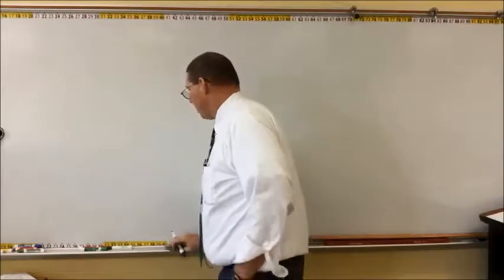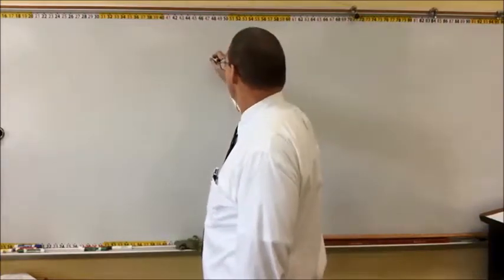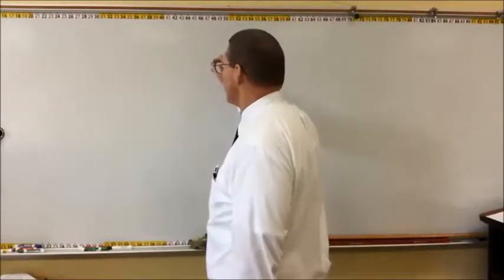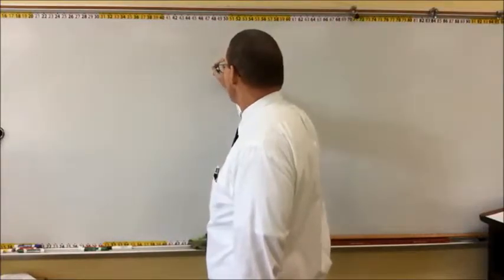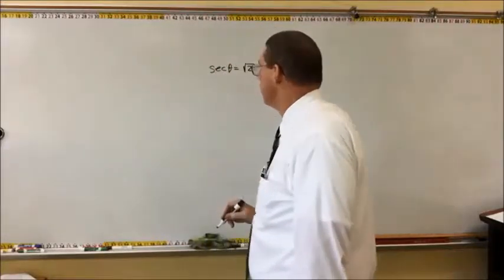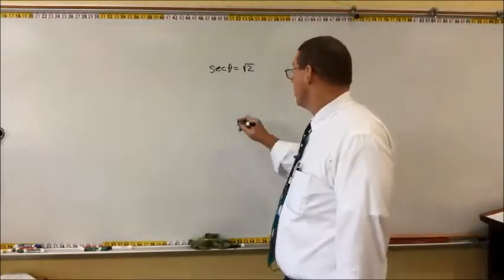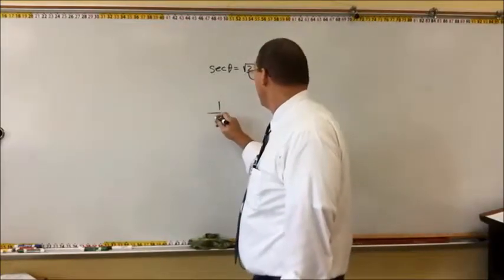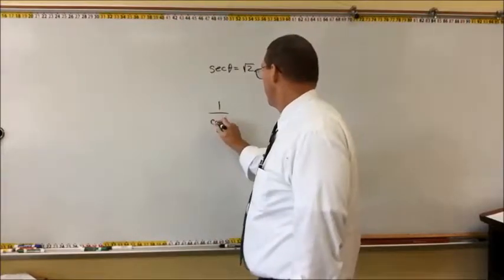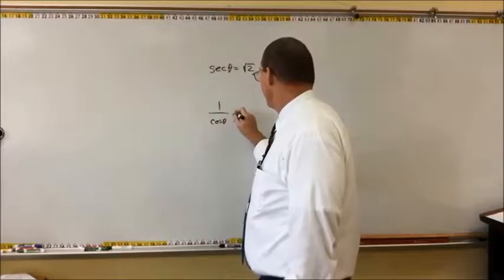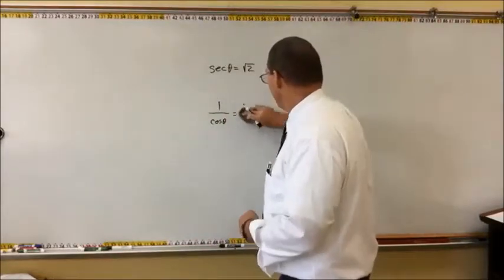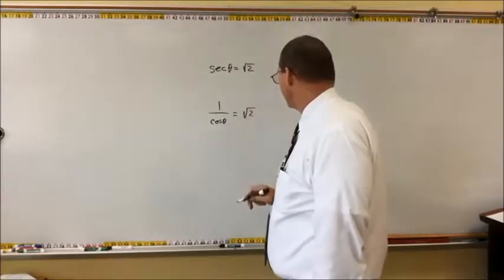All right, let's say where is cotangent, or let's do secant. Here we go. Where is secant of theta equal to the square root of 2? So we've got to figure out. Well, secant is equal to 1 over cosine of theta, and that equals the square root of 2, okay? Square root of 2. Now watch this. Watch what I'm going to do here.